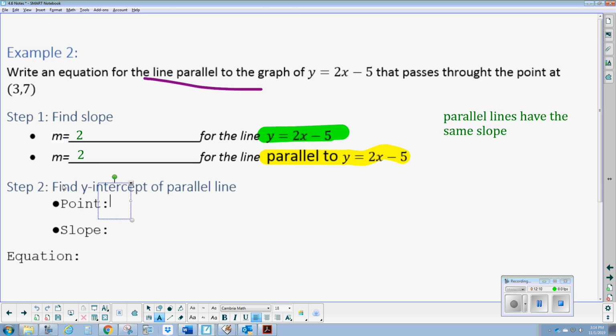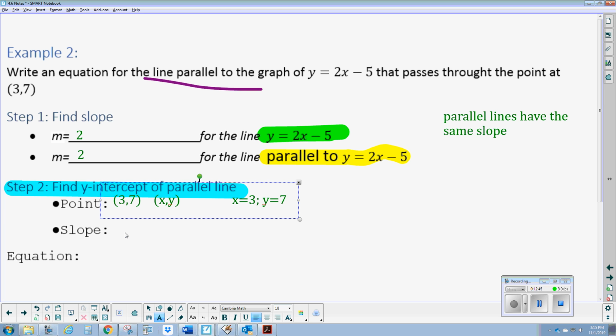So now we have to find the y-intercept. That's what we need to do to write our equation. We already know the slope, but we need to find the y-intercept. We're given this point, 3, 7. And that means that when our x is 3, our y is 7. So given this point, we can set x equal to 3 and y equal to 7. We already know that the slope is equal to 2 from up here.